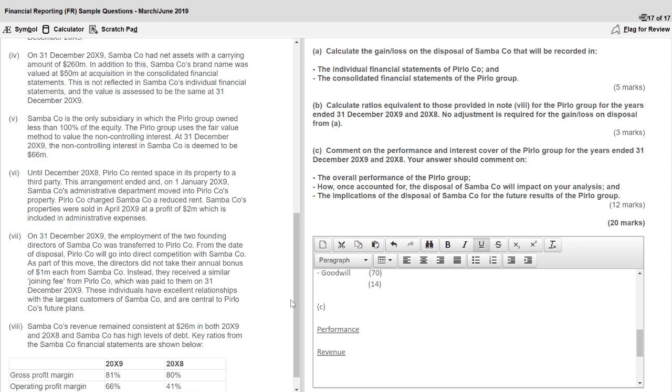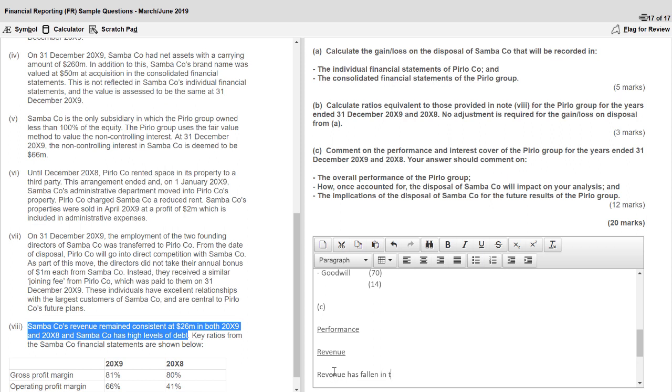No, part 8. I can't read my notes correctly, because part 8 tells us that Samba, the subsidiary's revenue, has stayed the same in X9 and X8. So if Samba's revenue stayed the same, then the Pirlo group, the remaining group companies, must not have performed as well. So let's put that in. How would I write it? Well, state the obvious: revenue has fallen.